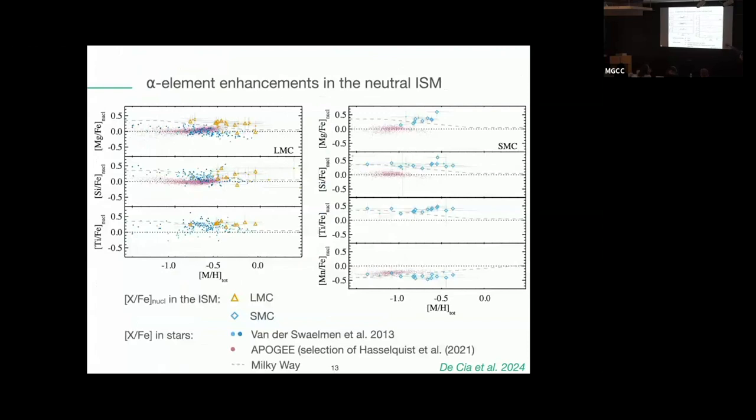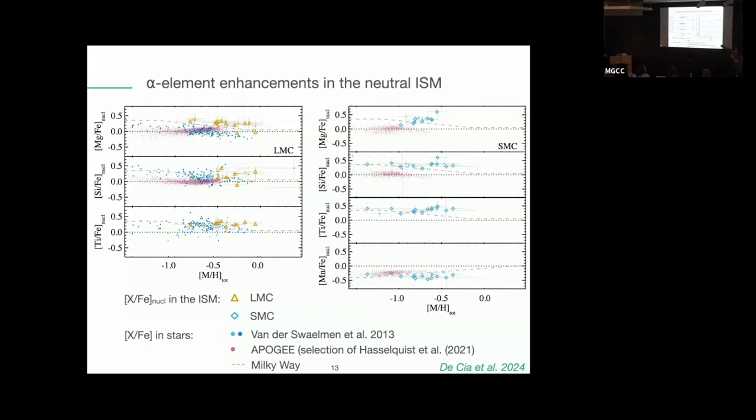Here are those plots for magnesium over iron, silicon over iron, titanium over iron. So it's alpha element enhancement for the Magellanic Clouds, and the same for the Small Magellanic Cloud, and also manganese. The points in magenta are the ones from APOGEE that we heard a lot about today. And the yellow points here are the measurements for the gas. As you can see, the alpha element enhancement in the gas is always higher than what is observed in the stars, and it extends out to higher metallicities.